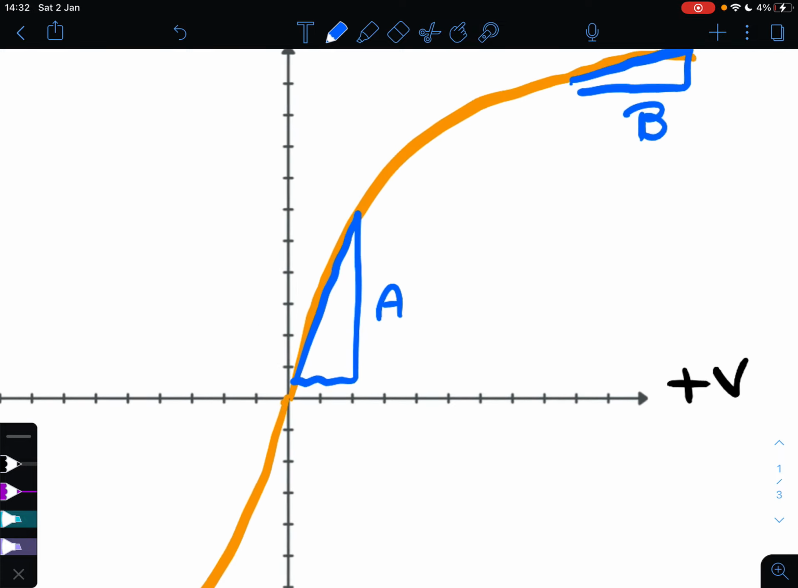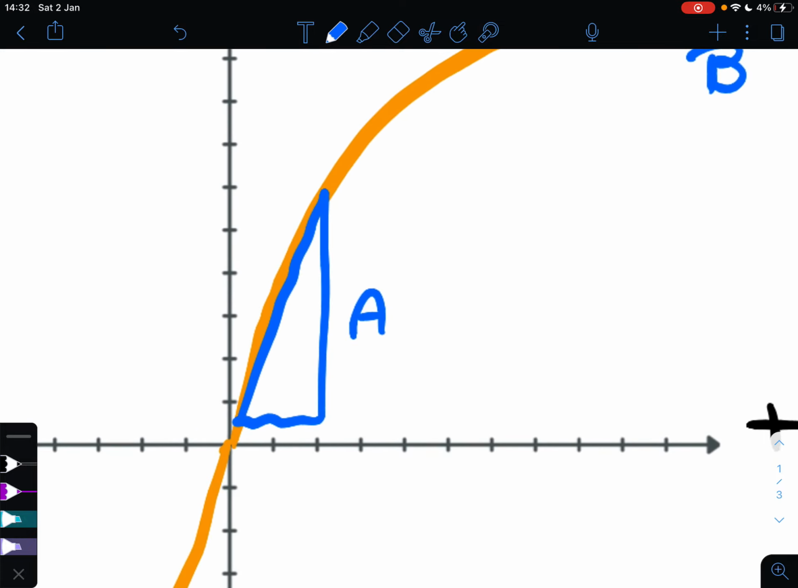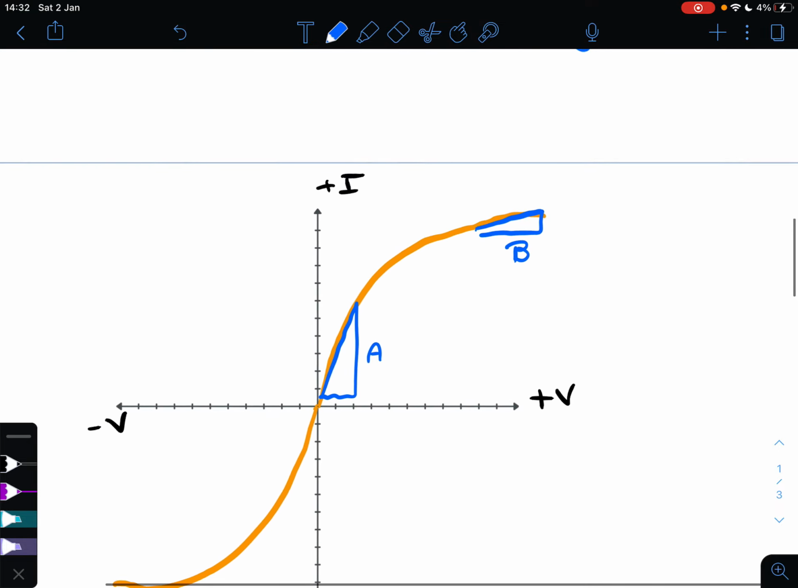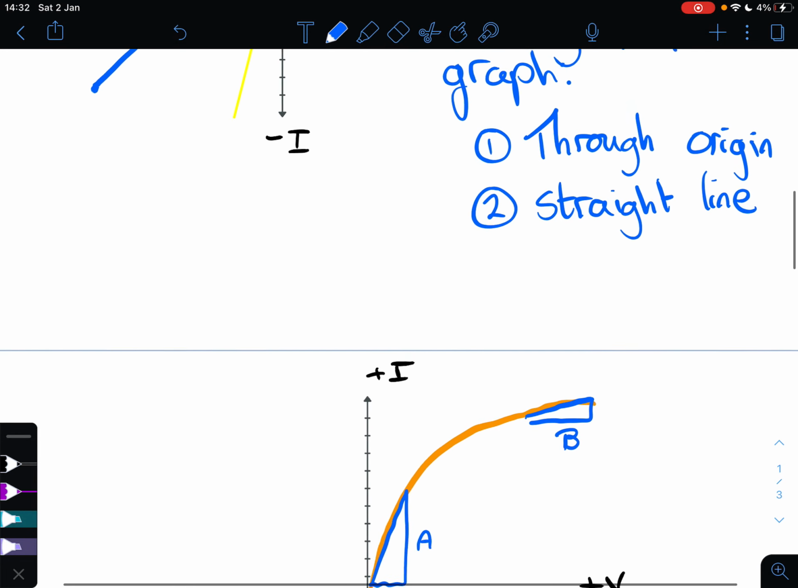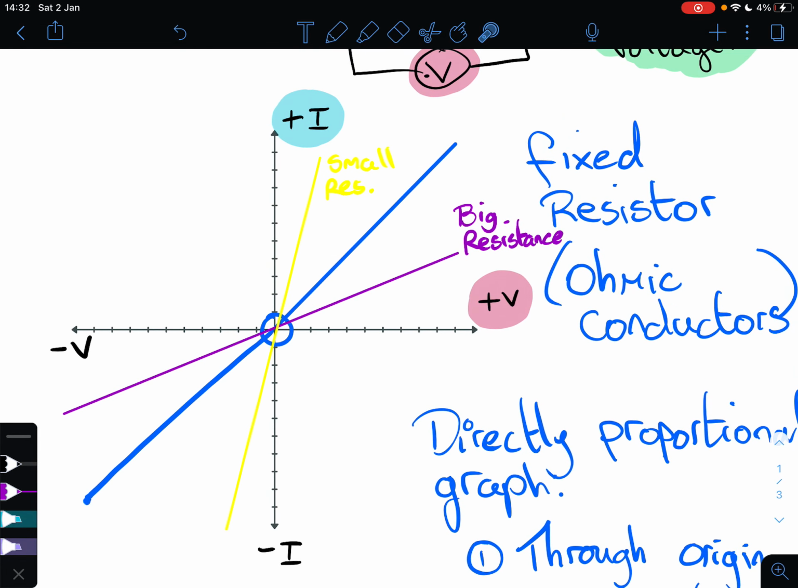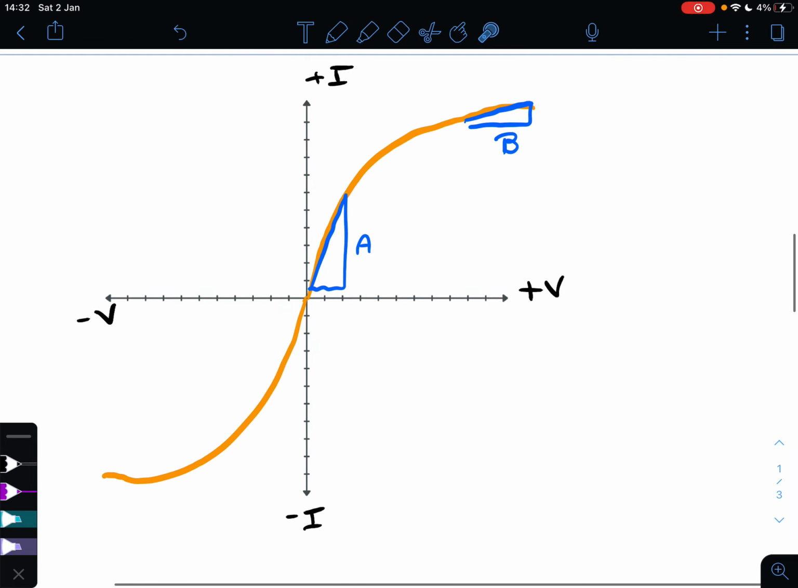Now, look at the steepness of the graph. Steep. What does that mean about the resistance? Is that a big resistance or a small resistance? So, look back at your previous graph. Steep gradient equals small resistance. So next to it we can write in small resistance.